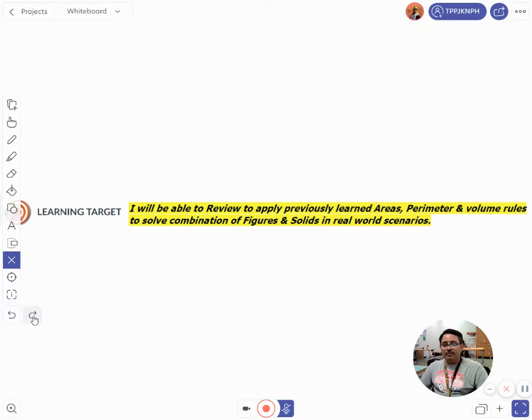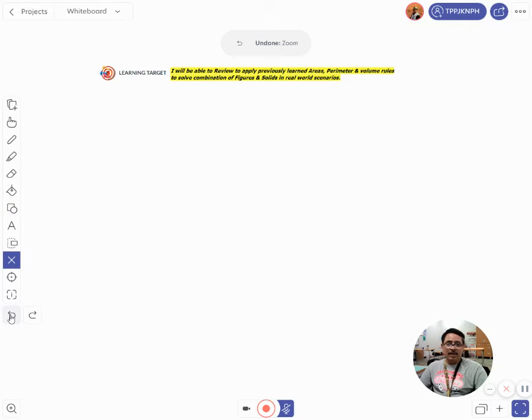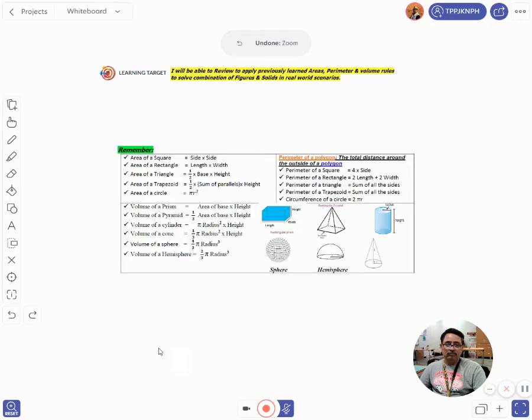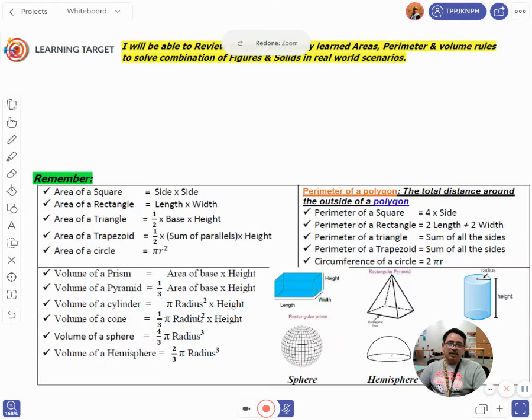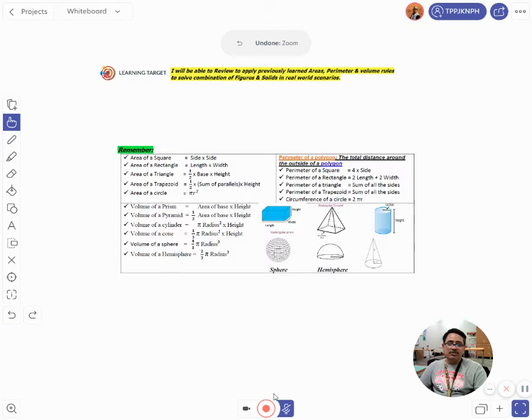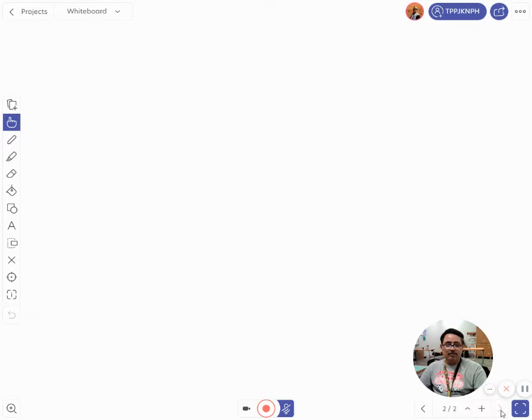Okay, so now let's jump to the questions. But before that, let's quickly review the formulae. Now these are the formulae. You see that area of a square is side times side, area of a rectangle, area of a triangle. In fact, you know all these rules. So let's make use of these rules and solve the problems. Let's go to the next page.